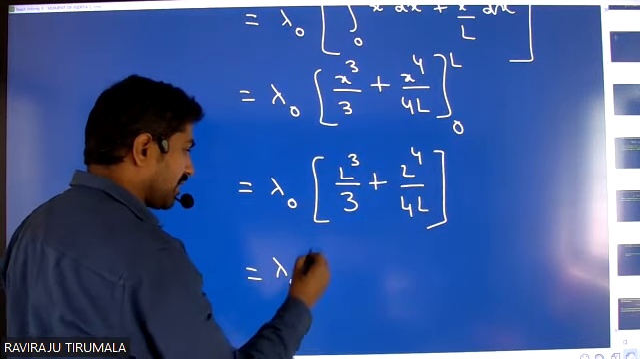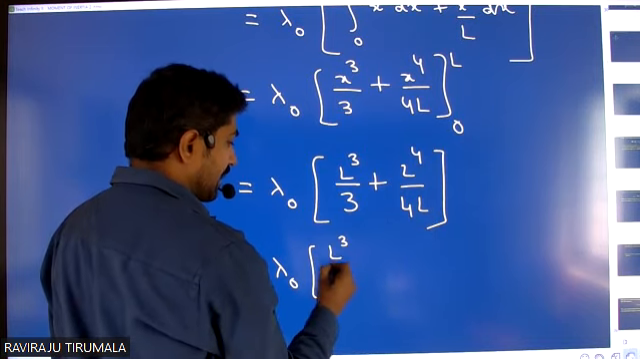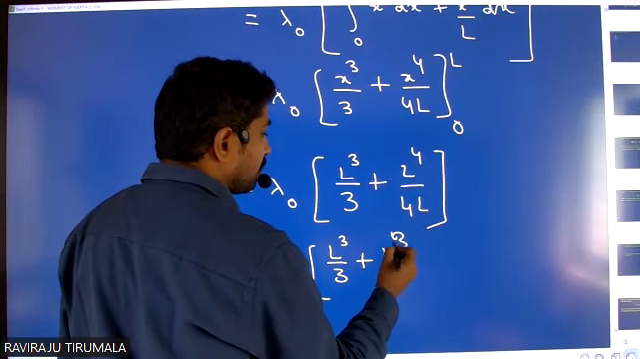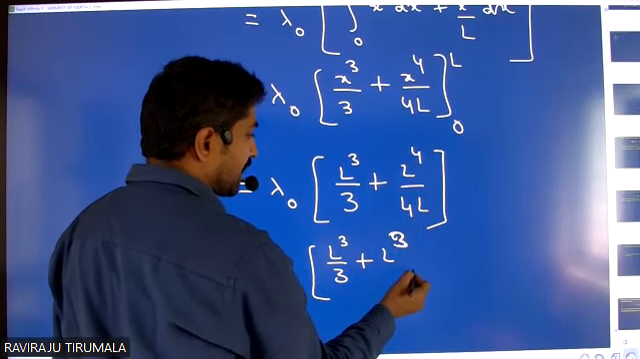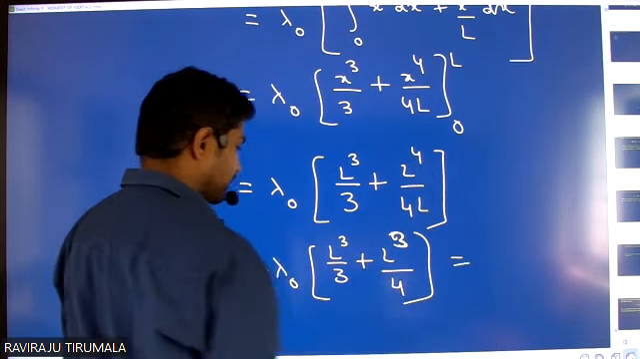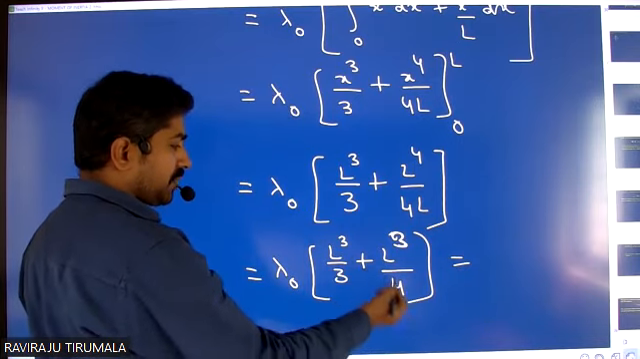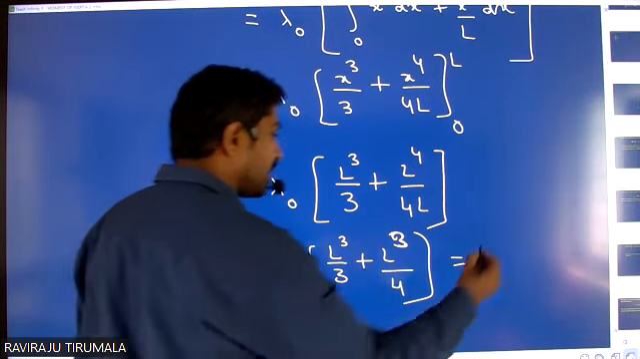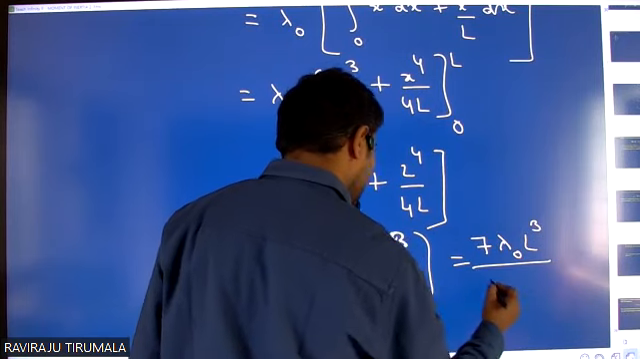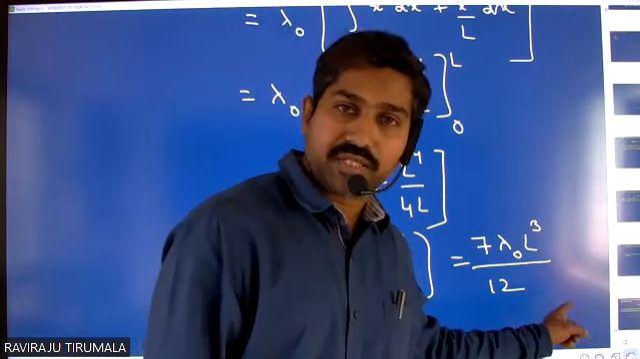So this will be lambda naught into, L and L will get cancelled here. L cube by 3 plus L cube by 4. This will be how much then? 1 by L cube is common here, 1 by 3 plus 1 by 4 will be 7 by 12. So this will be 7 lambda naught L cube by 12 is the answer. That is the answer for the moment of inertia.